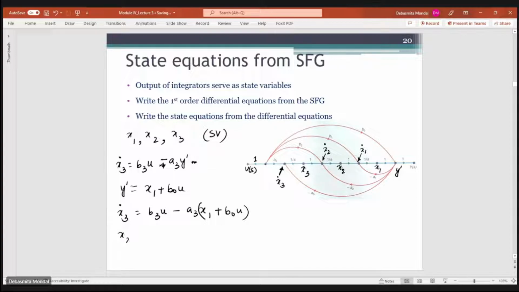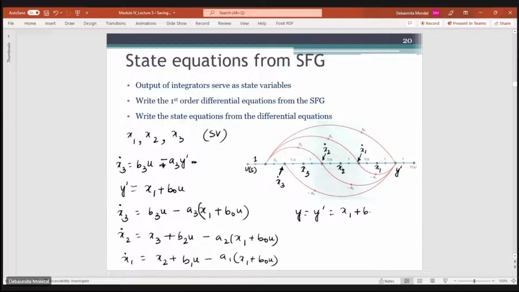Similarly, you can write the equations for x2 dot and x1 dot. x2 dot is equal to x3 plus b2 multiplied by u minus a2 multiplied by y dash, where y dash is equal to x1 plus b0 u. Similarly, x1 dot is given by x2 plus b1 into u minus a1 times (x1 plus b0 u). And the final output equation is y equals y dash, which is x1 plus b0 into u.